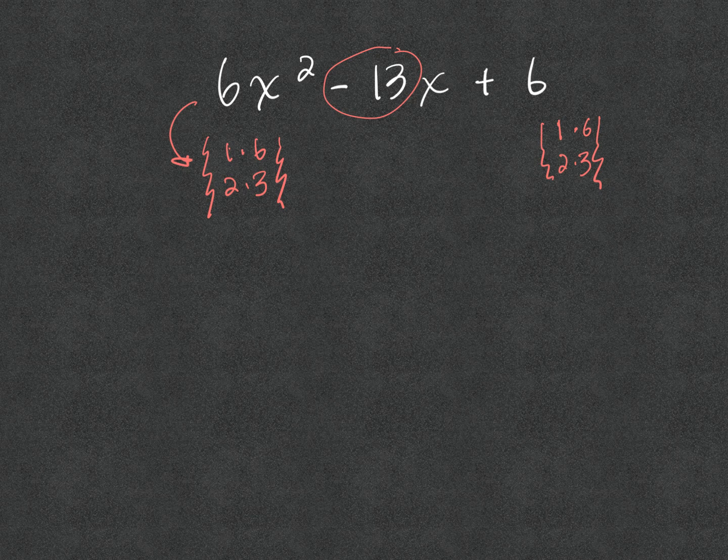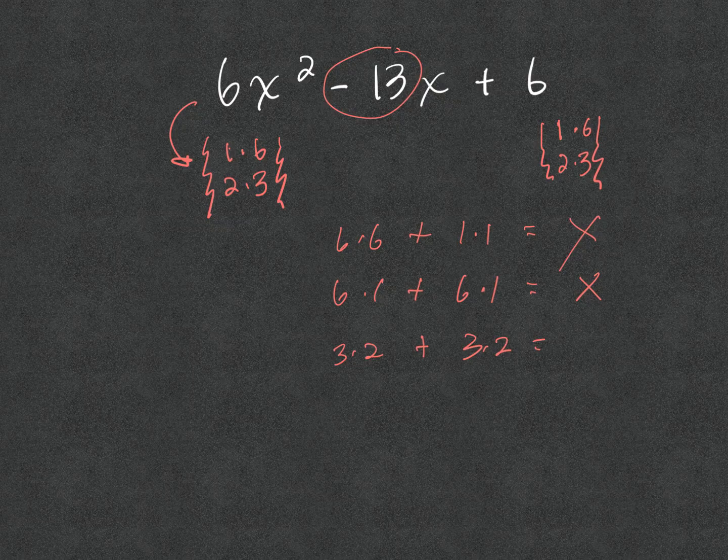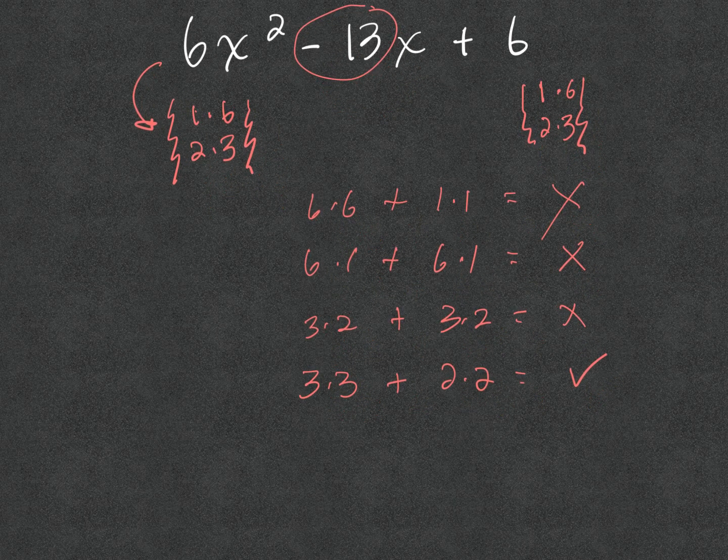Is it going to be 1, 6 and 1, 6? If I do 6 times 6 plus 1 times 1, does that equal 13? No. If I do 6 times 1 plus 6 times 1, does that equal 13? No. What if I do 3 times 2 plus 3 times 2, does that equal 13? No. How about 3 times 3 plus 2 times 2? Yes. Bingo. Now I know this looks like a long method.